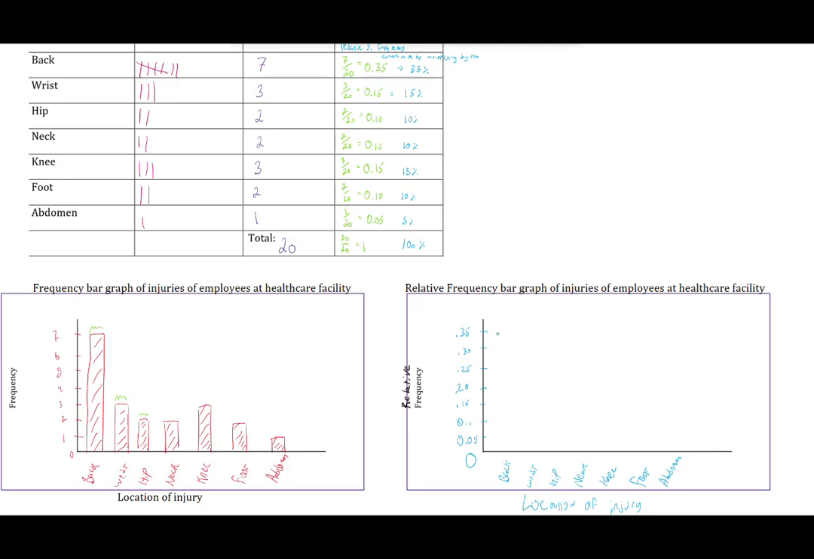And now we can draw our bars again. Pretty straightforward. Just going up to the maximum height here of 0.35. Wrist goes up to 0.15. Hip goes up to 0.10. Well, I made this one a little narrow. Neck goes up to 0.10. Knee goes up to 0.15. Foot goes up to 0.10, and then abdomen goes up to 0.05.